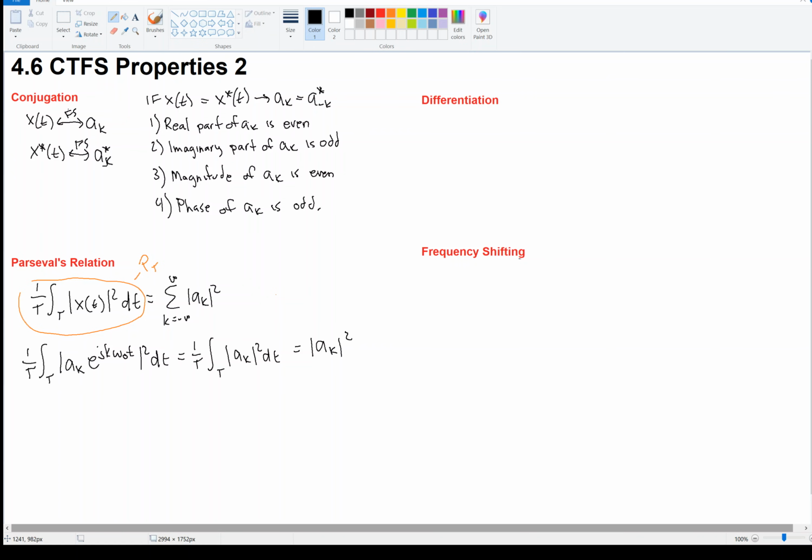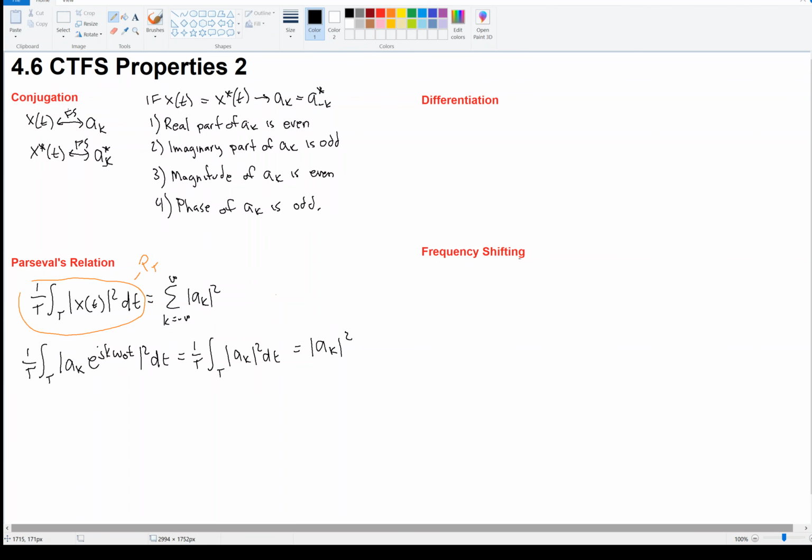So what Parseval's relation is saying is that the average power in one period of the signal is equal to the sum of the average powers in all of its harmonic components. That's amazing. This is saying that I can get the power in the signal by looking at the time-based signal, or I can calculate the power in a signal by looking at its Fourier series coefficients.